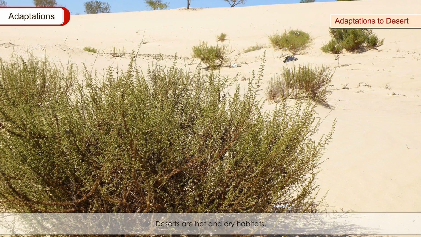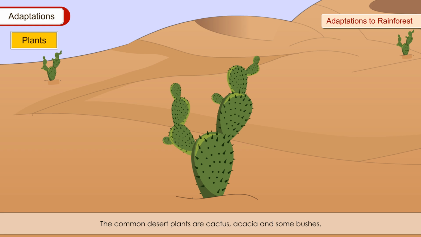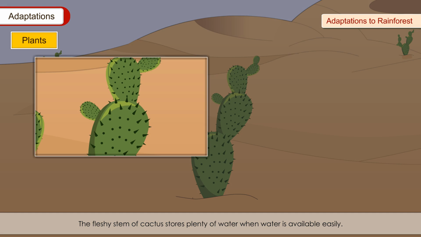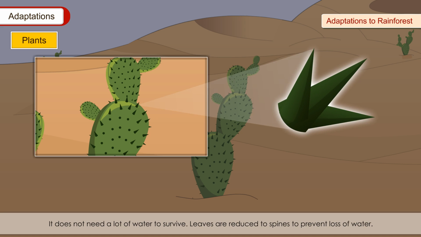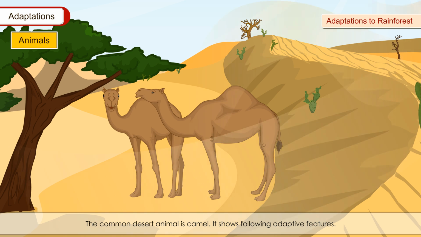Adaptations to desert. Deserts are hot and dry habitats. The plants and animals of desert habitats have some special features to adapt to this habitat. Plants. The common desert plants are cactus, acacia, and some bushes. The fleshy stem of cactus stores plenty of water when water is easily available. It does not need a lot of water to survive. Leaves are reduced to spines to prevent loss of water. Stem carries out photosynthesis. Roots penetrate deep into the soil in search of water.